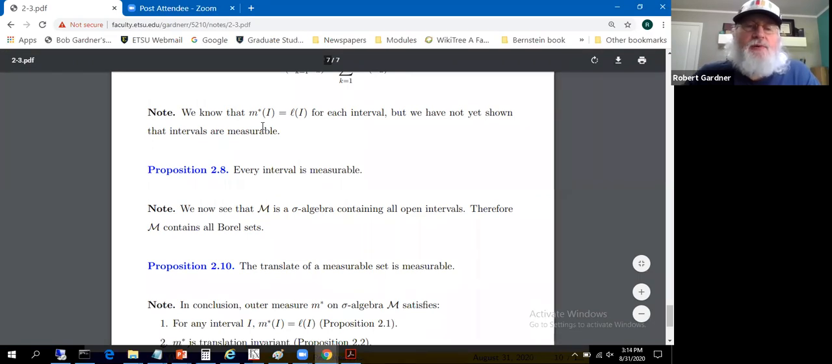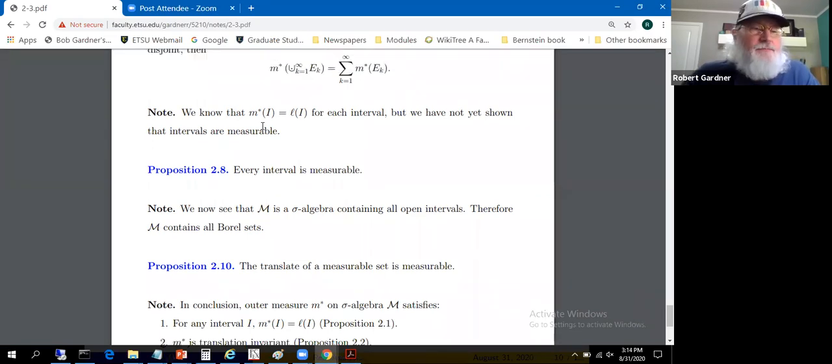So let's build now on our list of measurable functions. We know the outer measure of an interval equals the length of the interval. But what we don't know is whether or not intervals are measurable. So we don't even know that intervals are measurable yet. We soon will. Once we do, then things start to happen.